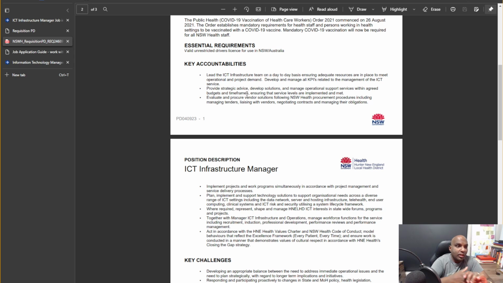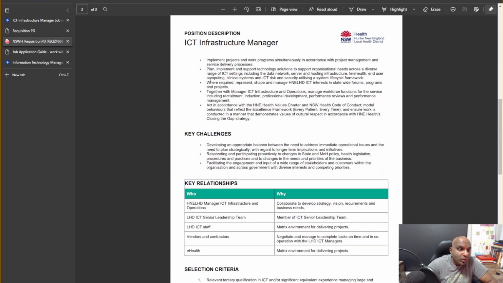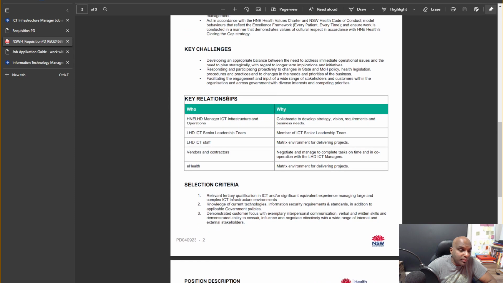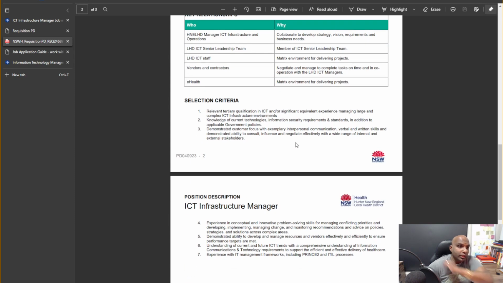And so in this case, I'd be looking at things like this, key accountabilities, all of these aspects that are here, plan, implement, and all of those sort of things. Especially in government roles, which this is, in Australia especially, there is this whole thing of selection criteria, and they would like people to use the STAR methodology to answer this.